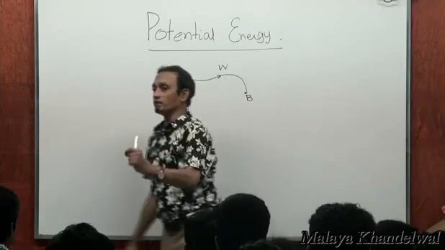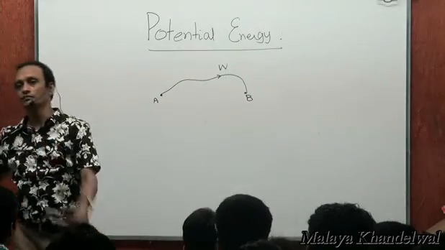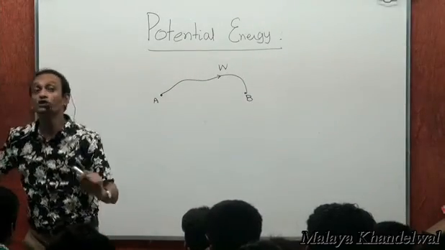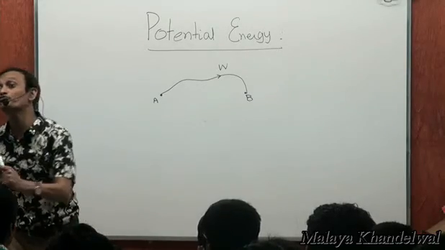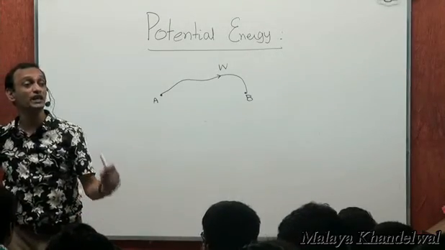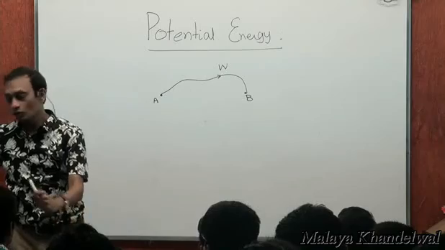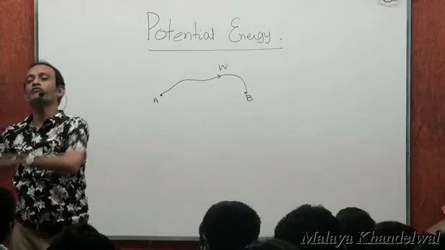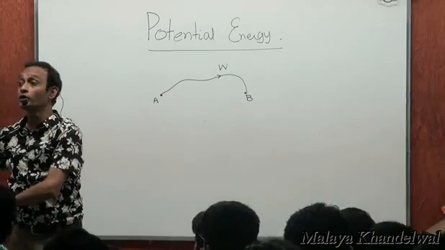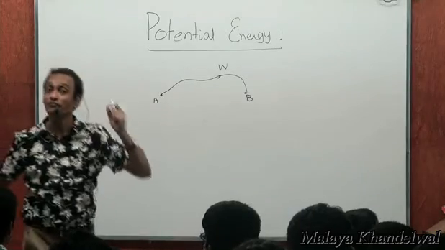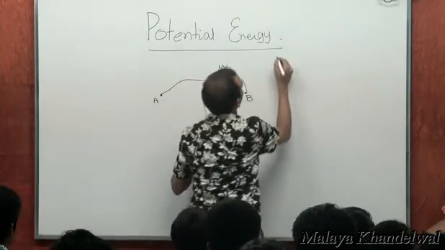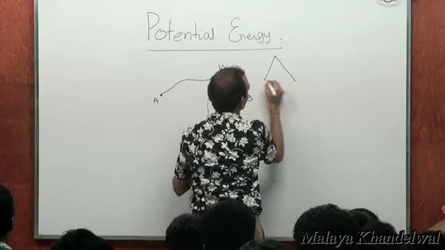Now we define not the potential energy at A or B, we define what's called the difference in potential energies between A and B. Potential energy at A is not defined, potential energy at B is not defined, but the difference in potential energies is defined. We define the difference in potential energies between A and B, delta U.